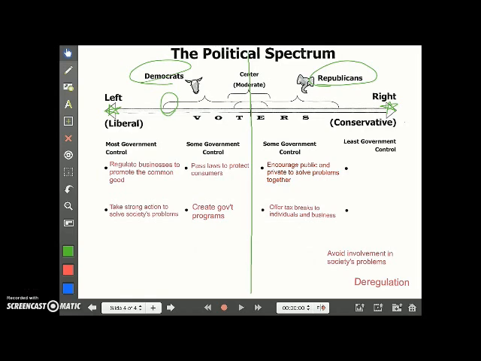Very liberal Democrats also like to take strong action to solve society's problems, whether that's strong social intervention, strong educational intervention, etc. Whereas on the opposite side of the spectrum, conservatives, who are very conservative on the far end, will work to avoid involvement in society's problems. They believe that the least government control is the best government control. Also, they will favor deregulation. So they will favor deregulating or demonitoring certain industries to promote private investment and promote more profit.